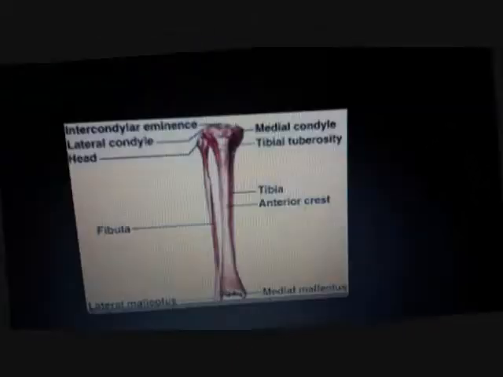How many bones are found in the upper leg? And give their names. There's 1 found in the upper leg, and that's the femur. How many bones are found in the lower leg? And give their names. There's 2. It's the tibia and the fibula.